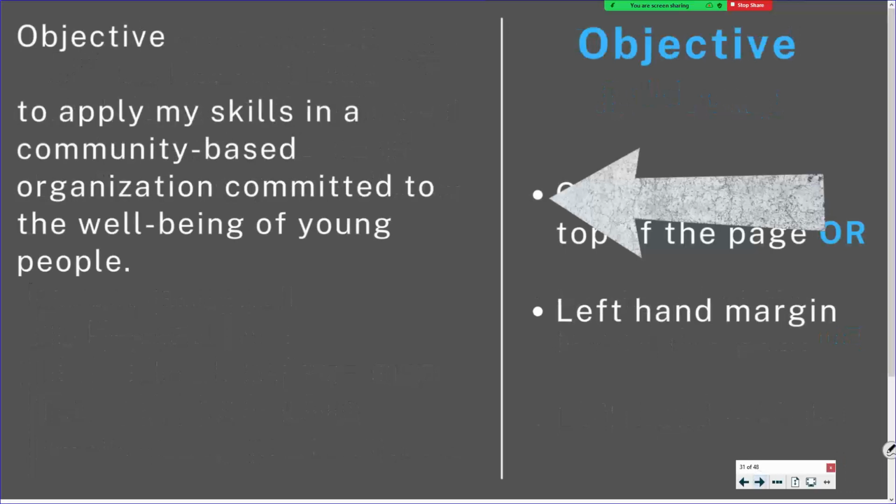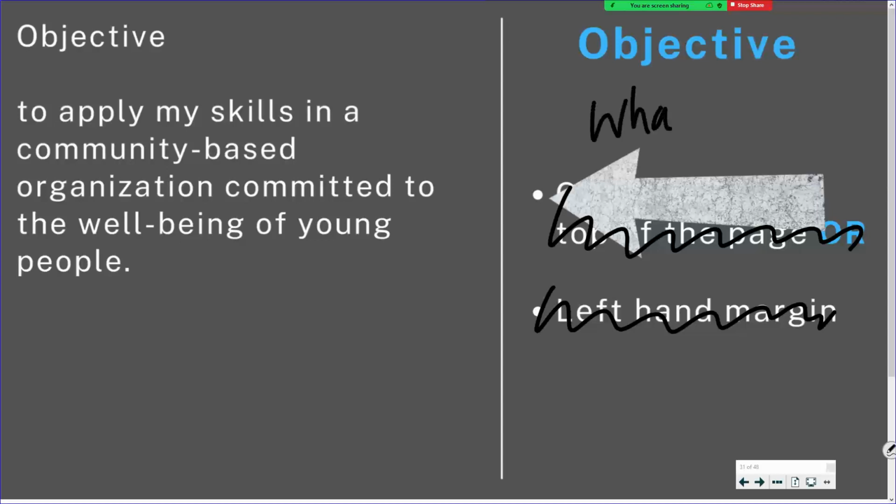Then, sorry, I didn't realize my arrow was blocking everything. Then you're going to talk about your objective, and this is basically what you want. So here's an example. Objective is to apply my skills in a community-based organization committed to the well-being of young people, right? So this is the sample resume from our course material.